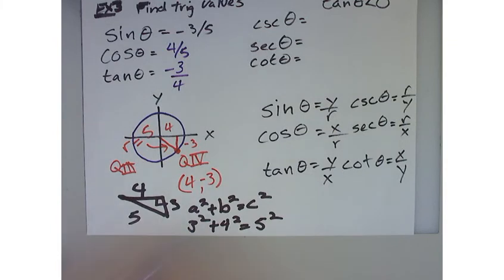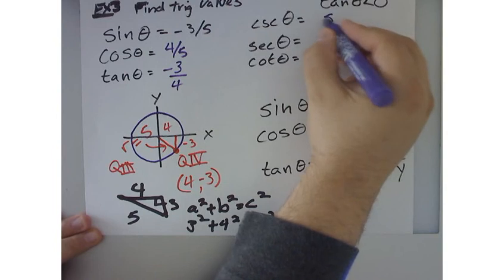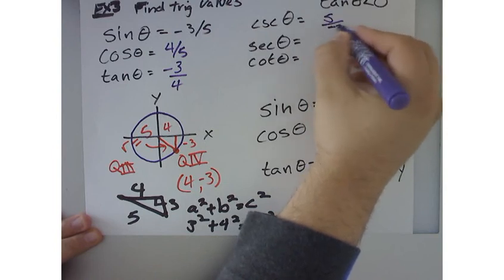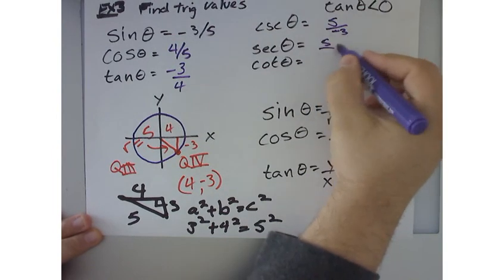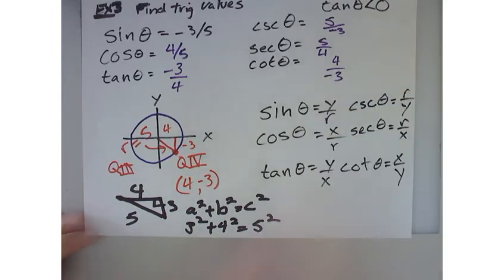And then these are just going to be the reciprocals. So this would be 5 over -3. The next one would be 5 over 4. And the next one would be 4 over -3. Ta-da! That was easy.